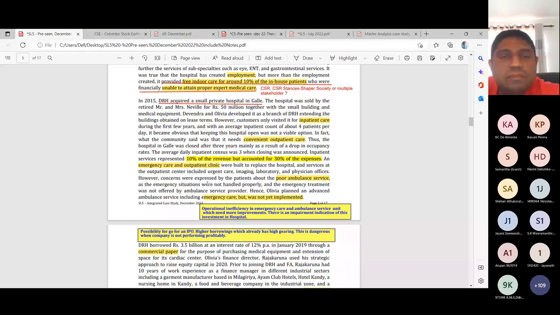So they're telling that they converted this one into an outpatient clinic. Now, what are the areas they have? They were built to replace the hospital and services at the outpatient center included urgent care, imaging, laboratory, and physician offices. However, concern was expressed by the patients about the poor ambulance service, as the emergency situation was not handled properly and emergency treatment was not offered by the ambulance service provider. Olivia planned an advanced ambulance service, including emergency care, but it was not yet implemented. Even though they have planned emergency care, that is not working properly. There's an issue with the ambulance service. They want to change that, they want to give better service, but still have not implemented the advanced ambulance service.